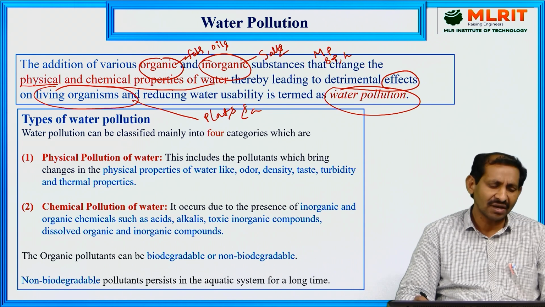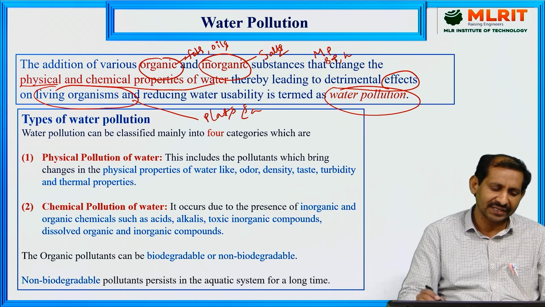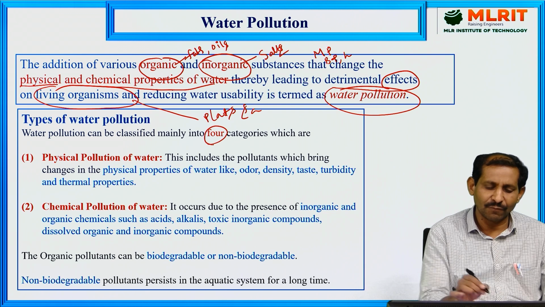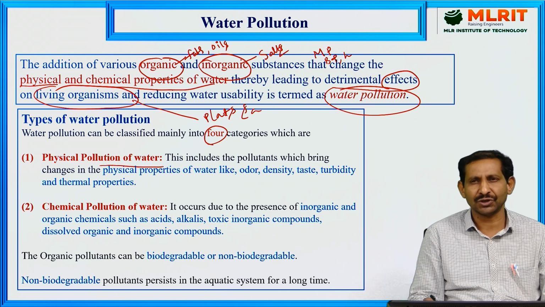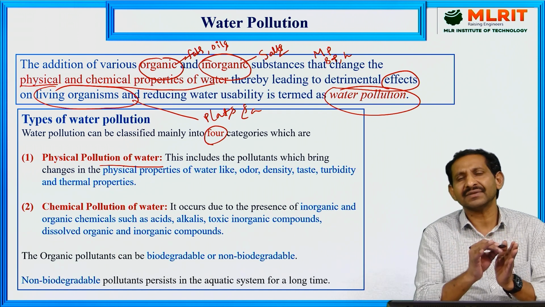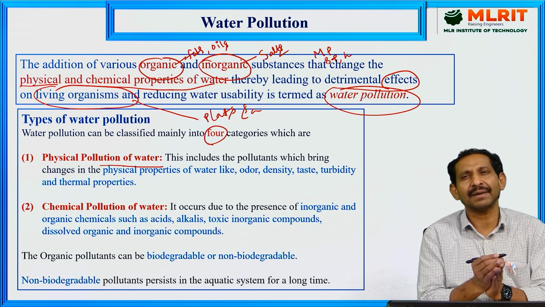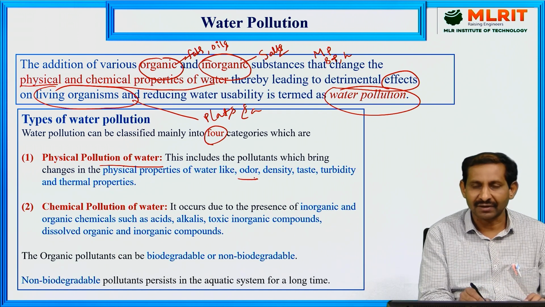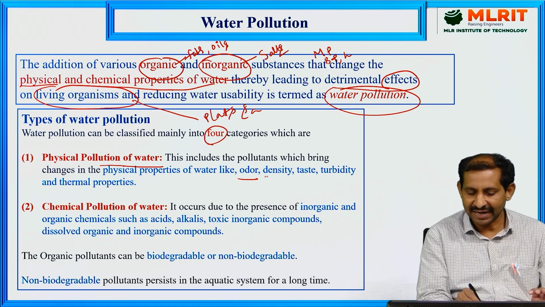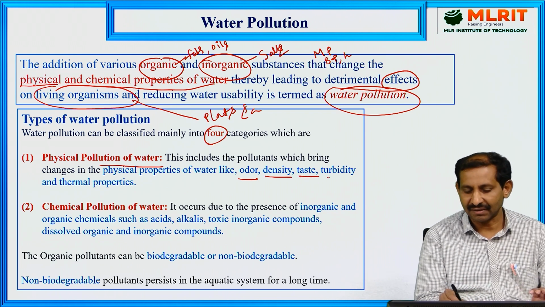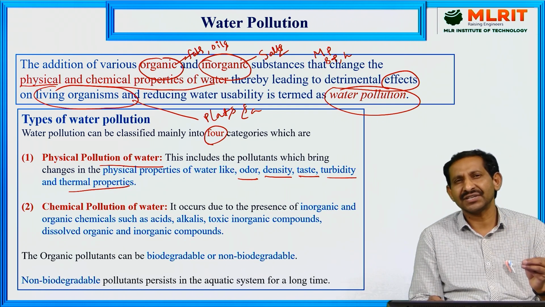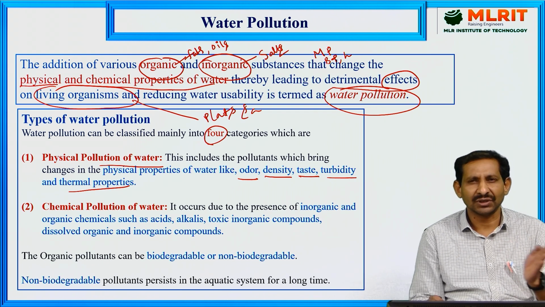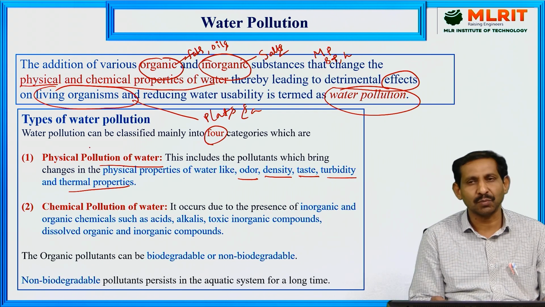Now there are different types of pollution, mainly classified into four categories. The first one is physical pollution of water. Physical pollution means that when substances are mixed with the water, physical parameters like odor or smell, density, taste, turbidity and thermal properties change. Those come under the category of physical pollution of water.